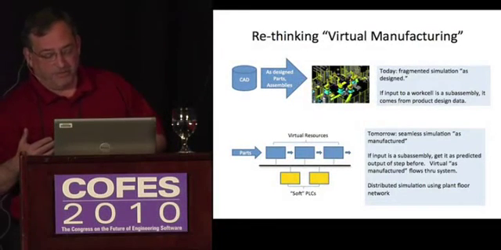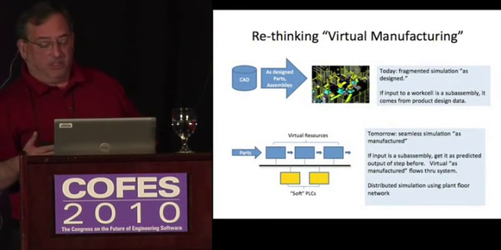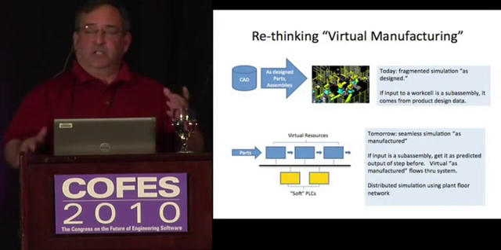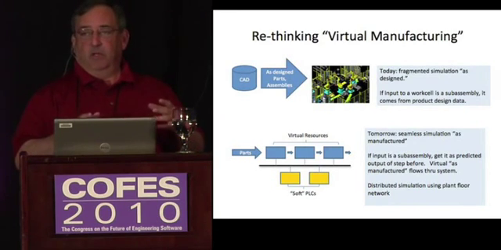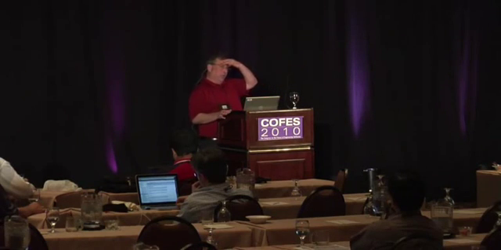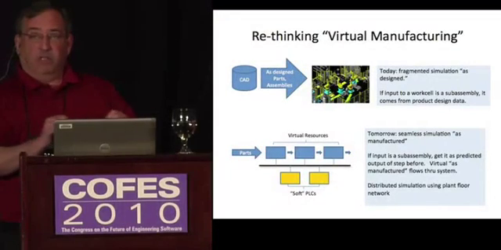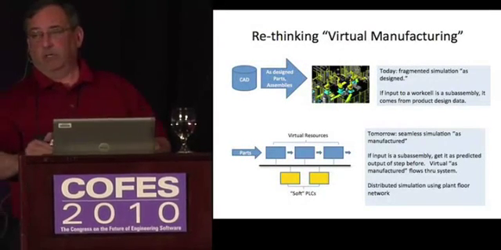What I'm thinking in terms of the future is something that you might call seamless simulation as manufactured. So if the input to something is a subassembly, I want to get that input as the simulated, as manufactured result of the step before in the process, and hook input to output to input to output in my simulations, the same way I hook input to output in my factories, and have those individual modules communicate with each other using the plant floor network.